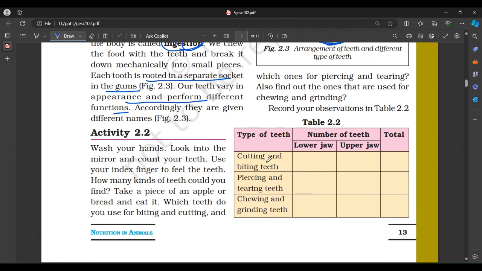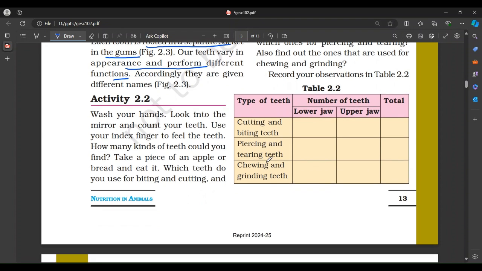Now we have one more activity here. What you have to do? They have given the example. Wash your hands. Look into the mirror and count your teeth. Use your index finger to feel the teeth. How many kinds of teeth could you find?